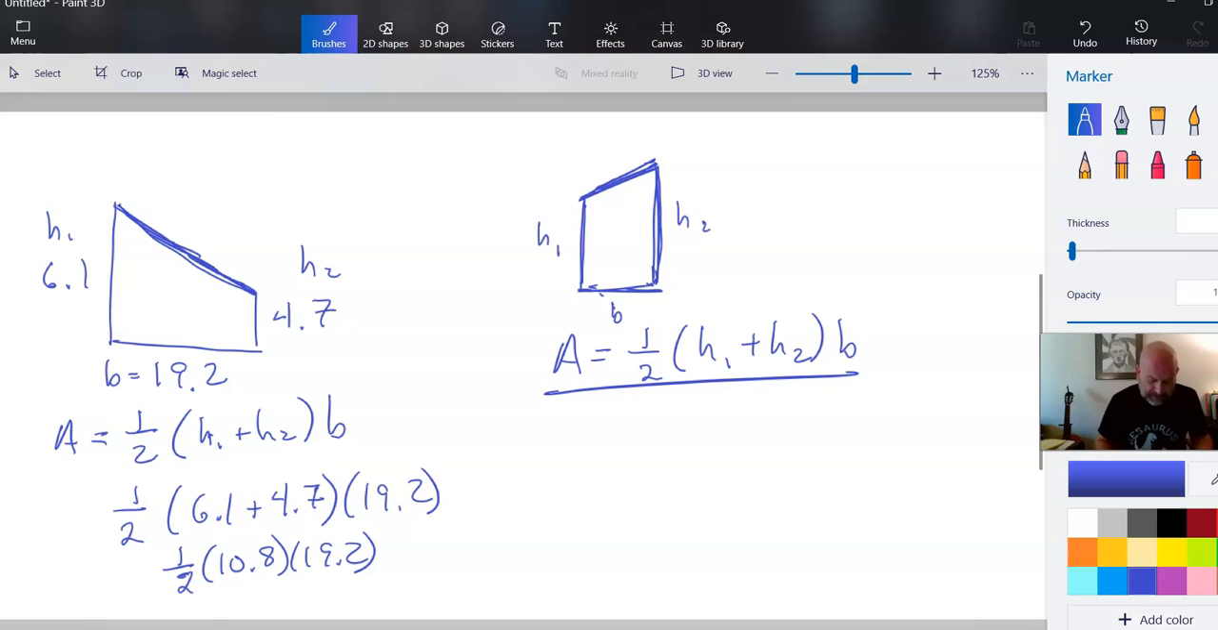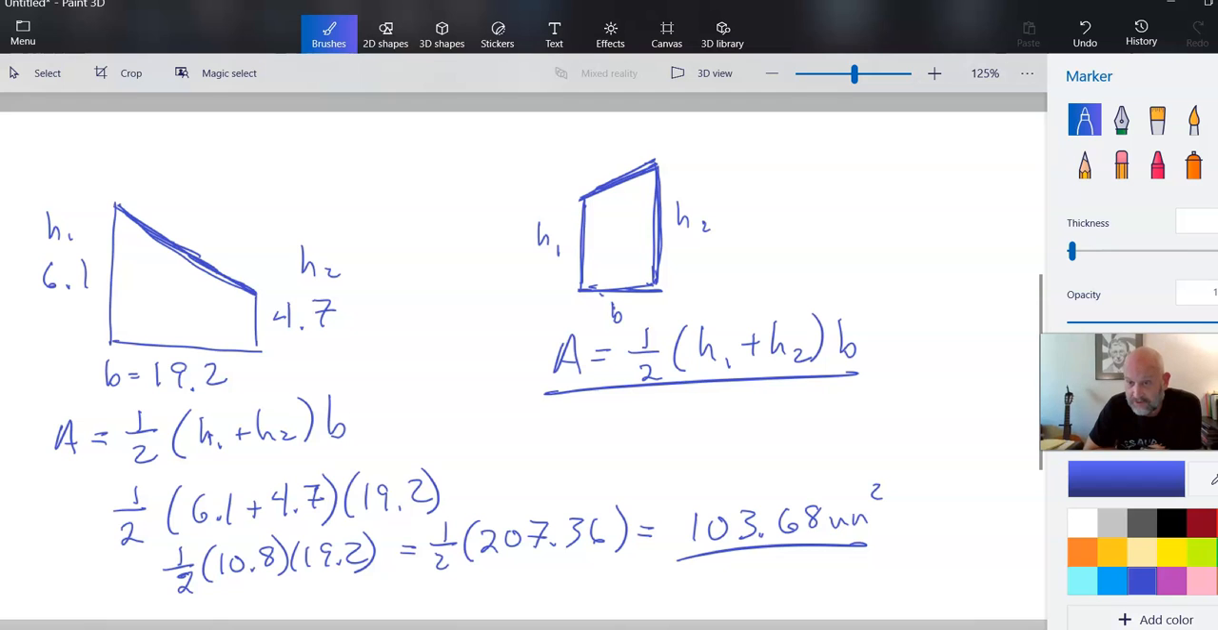And what I'm going to do is multiply the two decimals, and then instead of multiplying by 1/2, I'm just going to divide the answer by 2. So 10.8 times 19.2 is, let's see, that's 207.36. And if I cut that in half, I get 103.68 units squared, right? So you should have gotten that answer also.